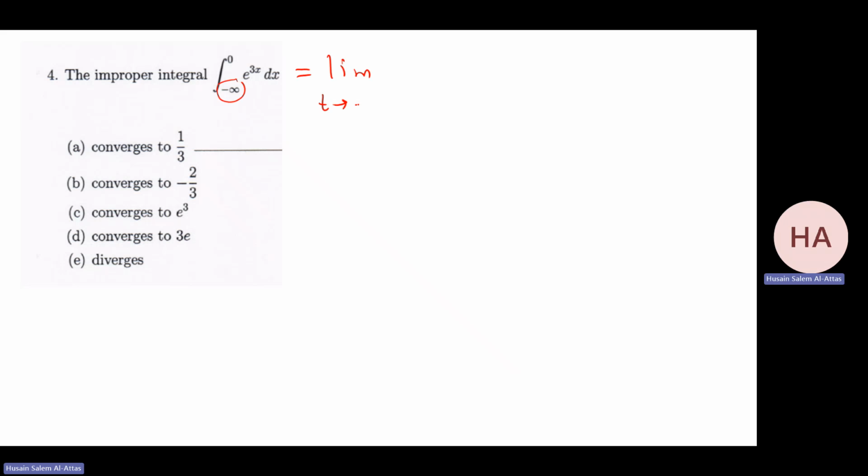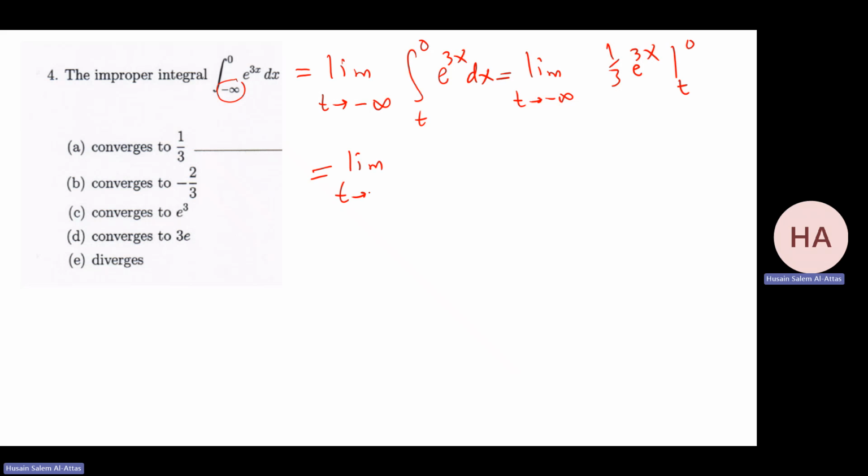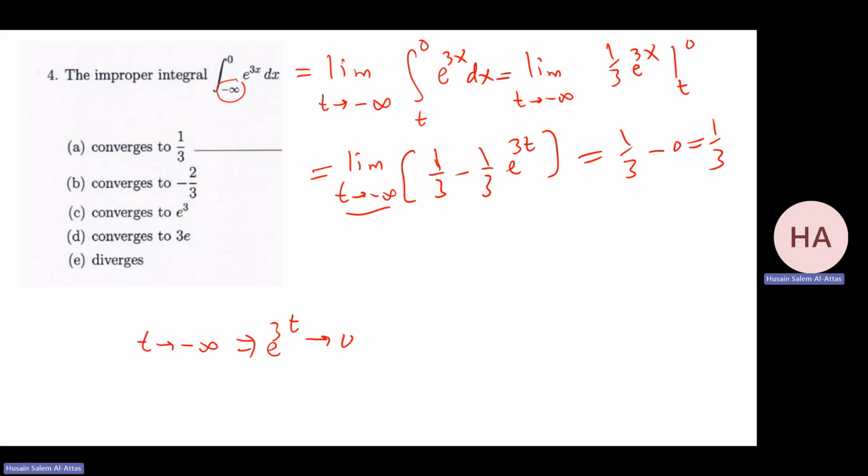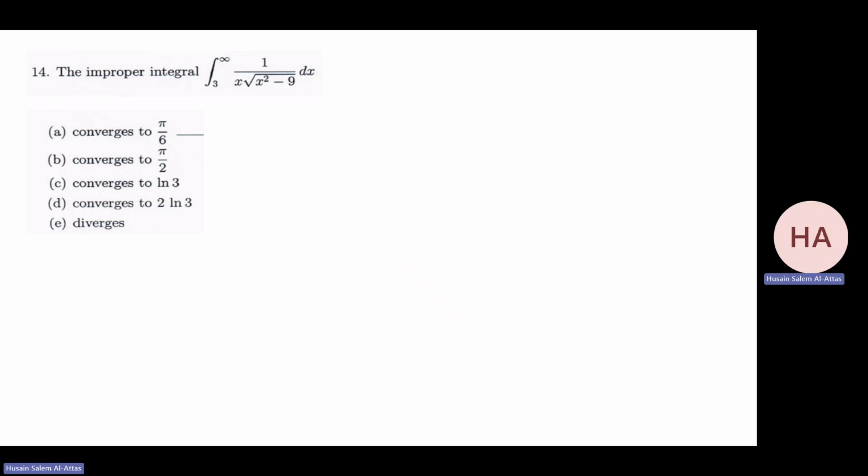That will be limit t goes to minus infinity of the integral from t to 0 of e to the 3x dx. That is an easy integral. That will be 1 over 3 e to the 3x from t to 0. That will be limit t goes to minus infinity of 1 over 3 minus 1 over 3 e to the 3t. T goes to minus infinity, so e to the power 3t goes to 0. So it's 1 over 3 minus 0, which is just 1 over 3. Easy one.